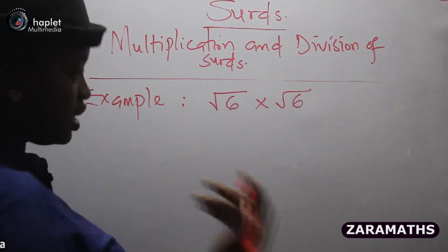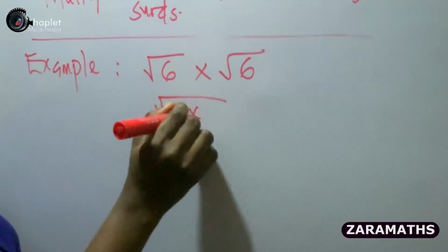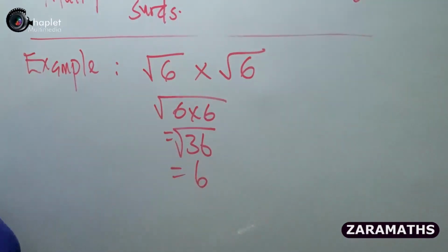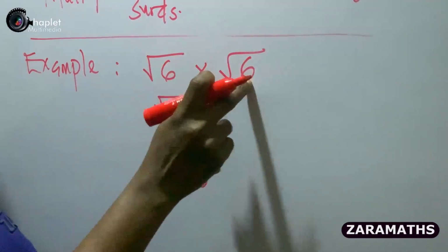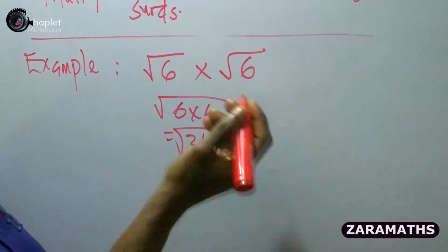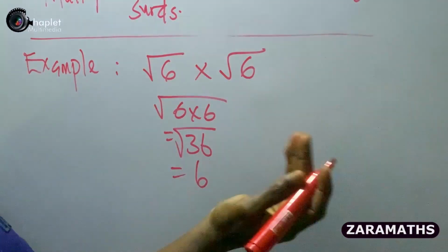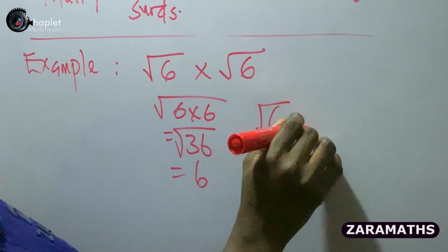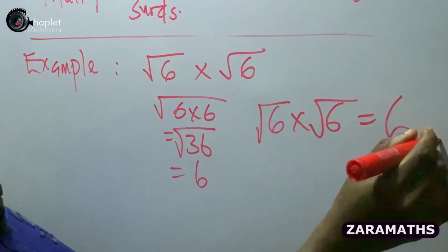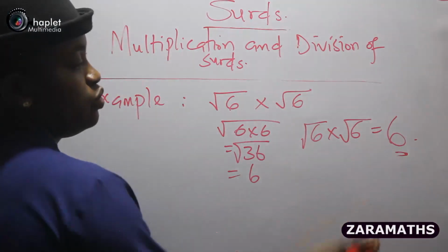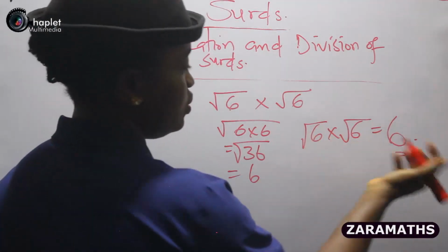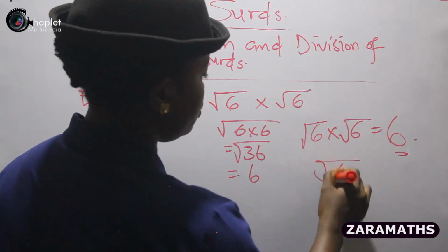In this case, you can either say root 6 times 6, which is 36. The square root of 36 is 6. Or using the third principle that says if we have the same number underneath, then the answer is that number, which is 6. Using the third principle, root m times root m is m. So 6 times 6 is this, which is the same thing as 6 squared.